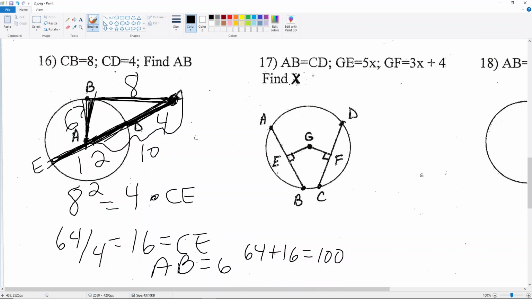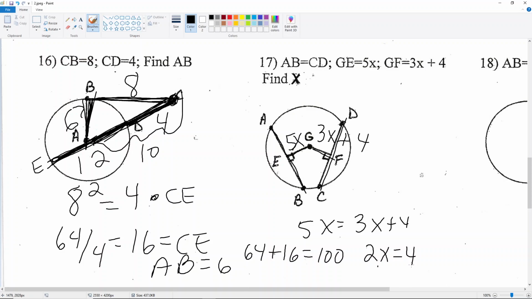All right, let's look at 17. AB equals CD. So that means that these two things are equal. GE equals 5x. Thank you. And GF equals 3x plus 4. I'll try not to get this one wrong again. And find x. So 5x equals 3x plus 4. And that gives us 5x minus 3x is 2x equals 4. X equals 2.